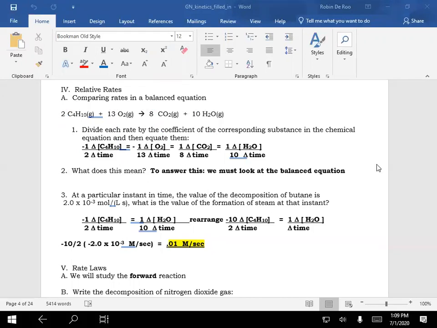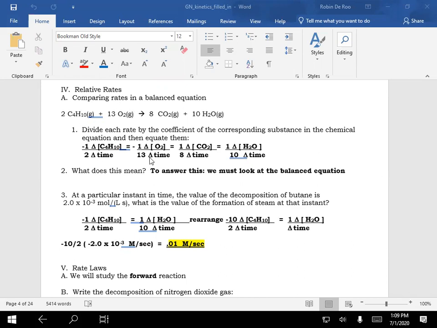Okay, so now we have a question. At a particular instant in time, the rate of decomposition of butane is 2.0 times 10 to the minus 3 moles per liter per second. What is the rate of formation of steam in that instant? I believe I called this propane earlier, but this is butane.